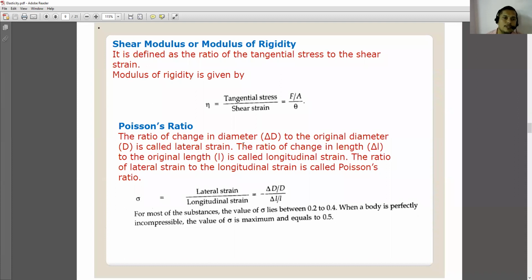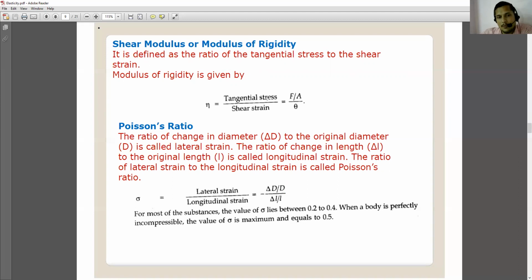Next, modulus of rigidity is defined as the ratio of the tangential stress to the shear strain. So modulus of rigidity is given by tangential stress, that is F upon A, divided by shear strain, that is theta in terms of angle. So when we consider the stress and strain ratio, we get different moduli depending upon the different types of stress and strain. Let us go to the next point, which is Poisson's ratio.